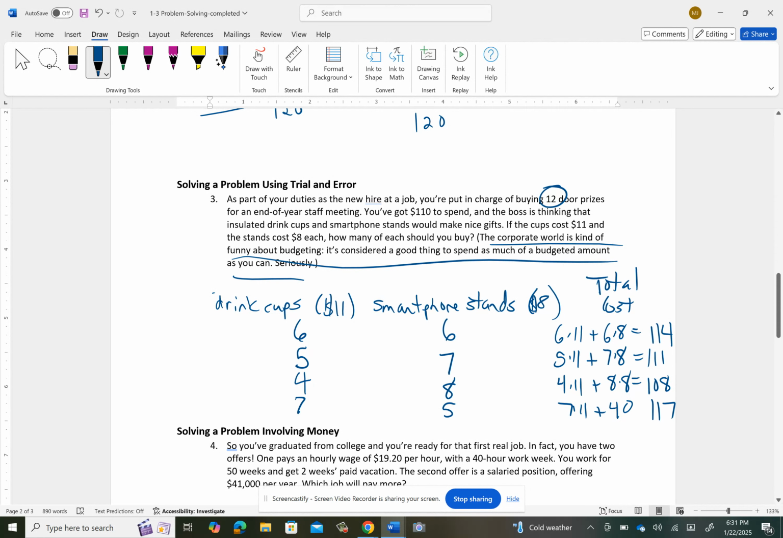All right, so I can't go over budget. So it looks like what I would need to do, I couldn't go over budget, so I can't do the 55 and 56. So it seems like I would need to use 4 drink cups and 8 smartphone stands. Okay.